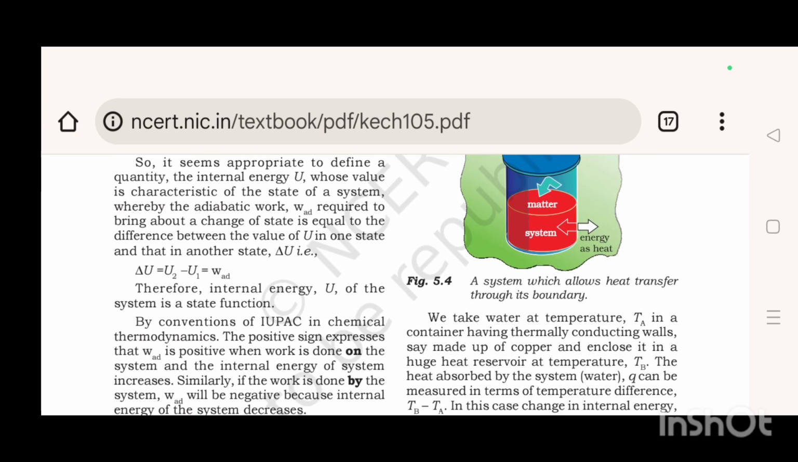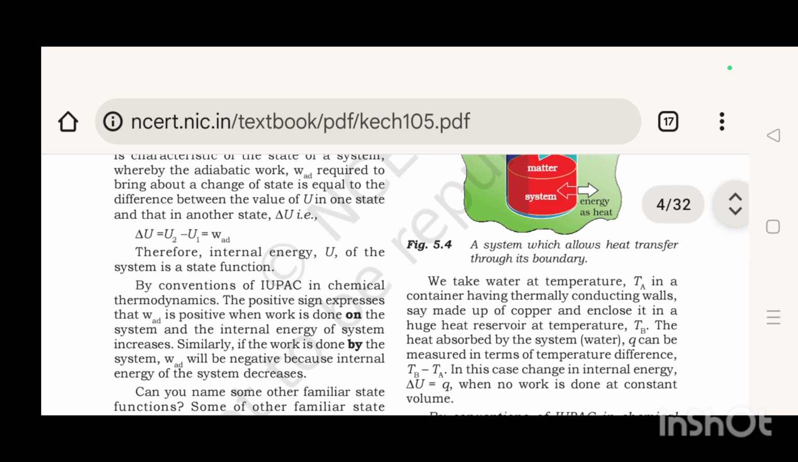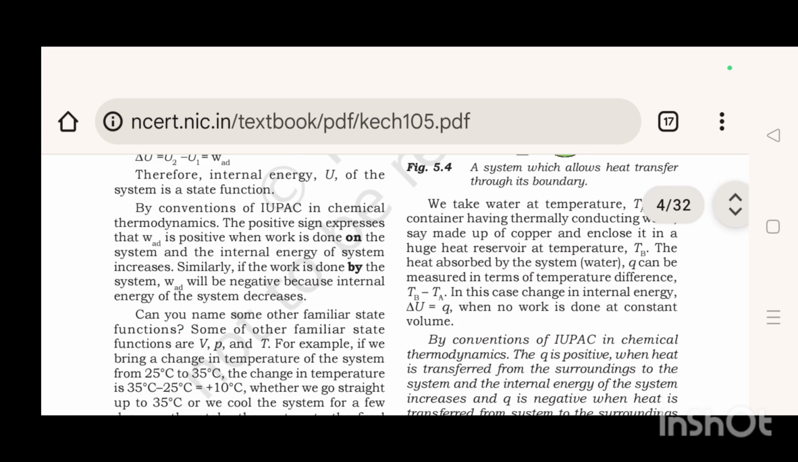We take water at temperature TA in a container having thermally conducting walls, say made of copper, and enclose it in a huge heat reservoir at temperature TB. The heat absorbed by the system water, Q, can be measured in terms of the temperature difference TB minus TA. In this case, the change in internal energy delta U equals Q when no work is done at constant volume.